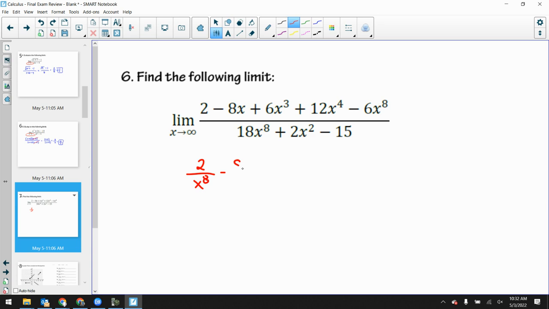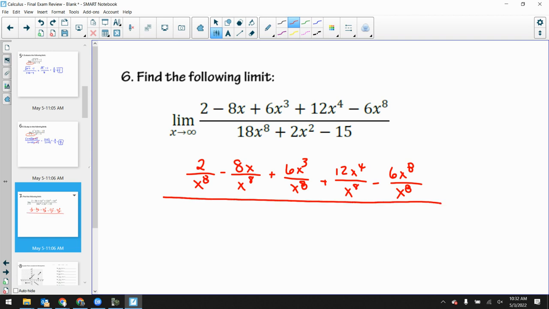Okay, minus 8x over x to the 8th plus 6x to the 3rd over x to the 8th plus 12x to the 4th over x to the 8th minus 6x to the 8th over x to the 8th, all divided by 18x to the 8th over x to the 8th plus 2x squared over, should have put that 2 up in the top, doesn't matter though, over x to the 8th minus 15 over x to the 8th.